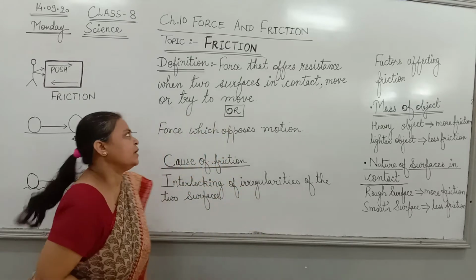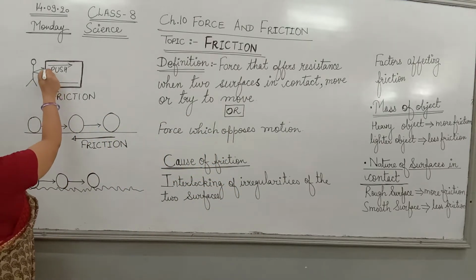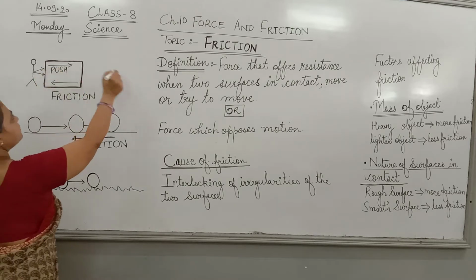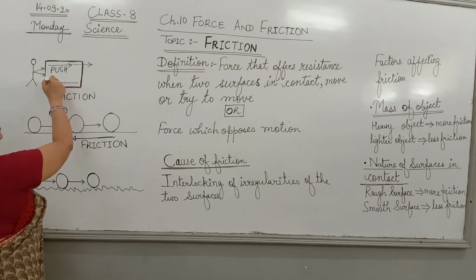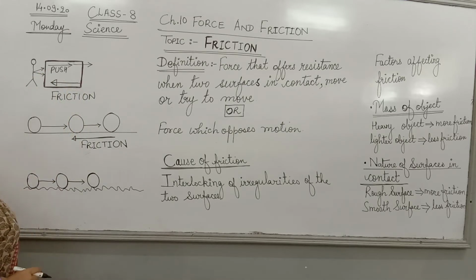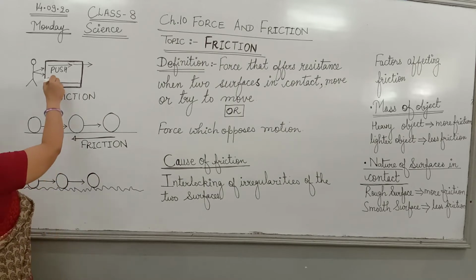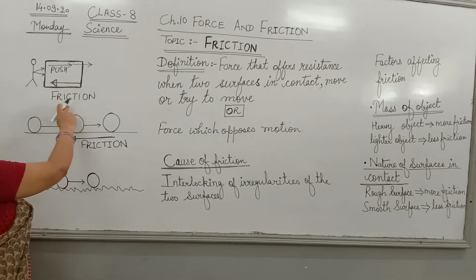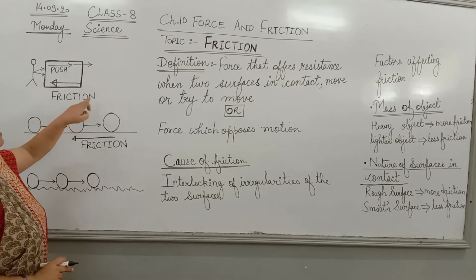Okay. Now, look here. This man is trying to push a heavy box in this direction. And a force is trying to resist this, to stop him from moving the box. And this force is acting in the opposite direction. This force, which is opposing the movement of this box, is called friction.